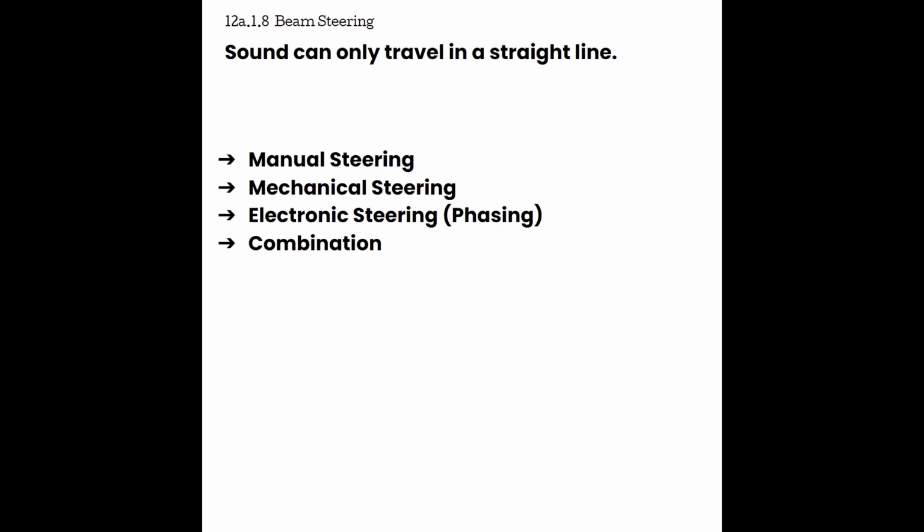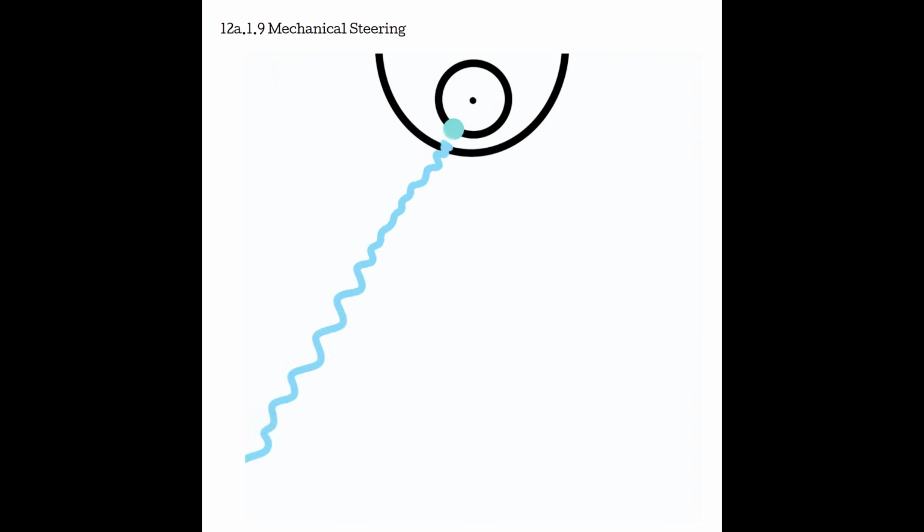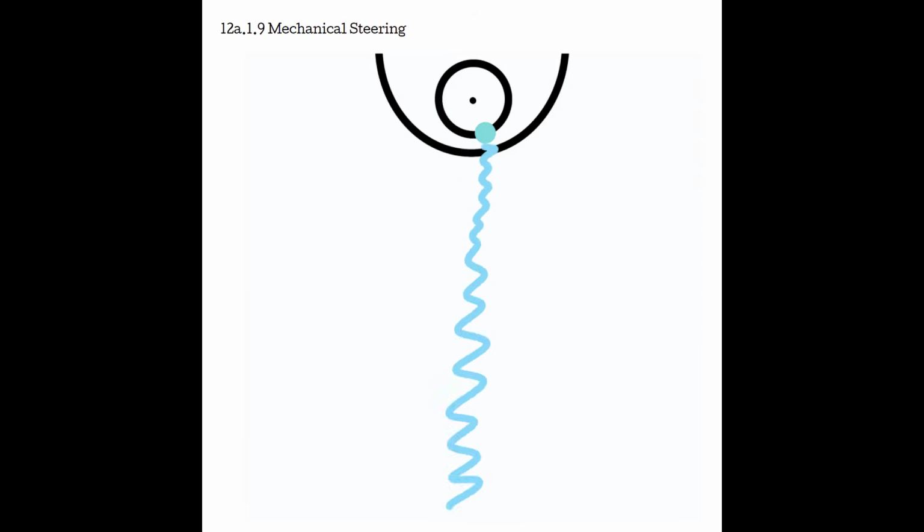The second way that we can achieve beam steering is mechanical steering. The third is electronic steering, which is also known as phasing, or we can do a combination of mechanical and electronic steering. Mechanical steering is going to require an actual motor within the transducer that is physically going to move the PZT element into a new area to create a new scan line.